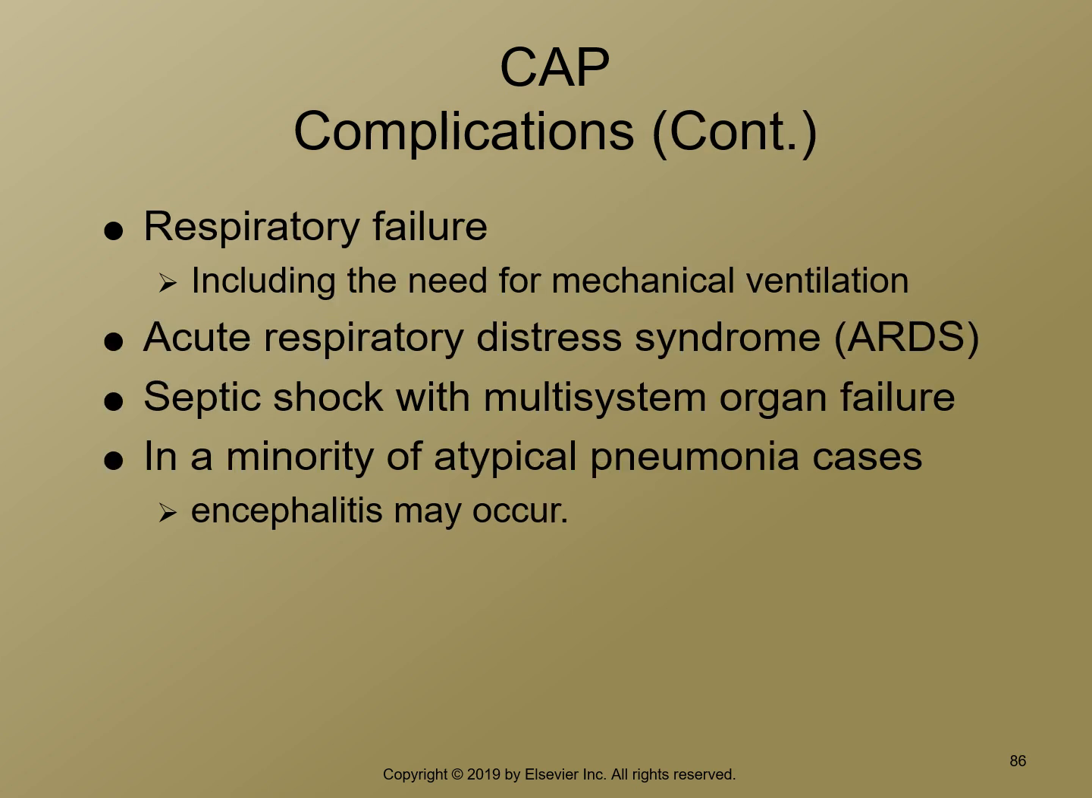Other complications associated with community-acquired pneumonia are respiratory failure, including the need for mechanical ventilation. Respiratory failure can progress to acute respiratory distress syndrome or septic shock with multisystem organ failure. In some cases of atypical pneumonia, encephalitis may occur.